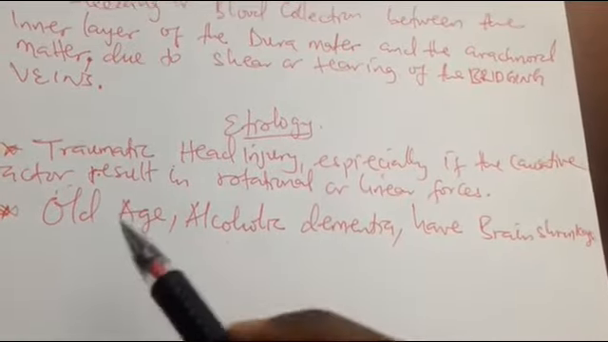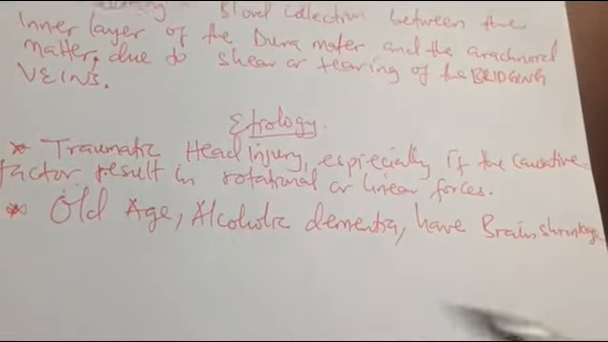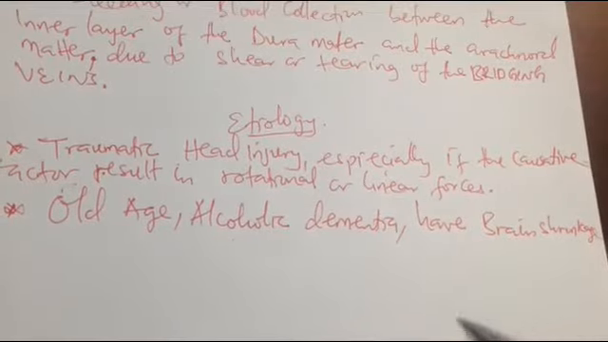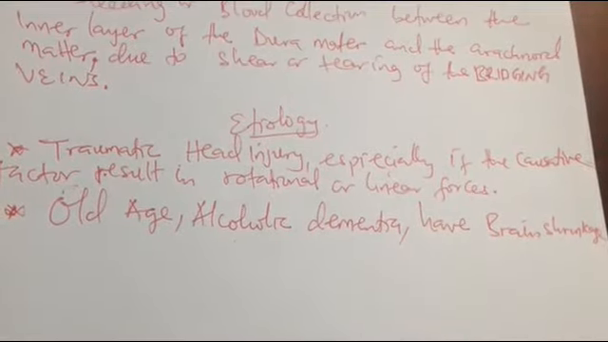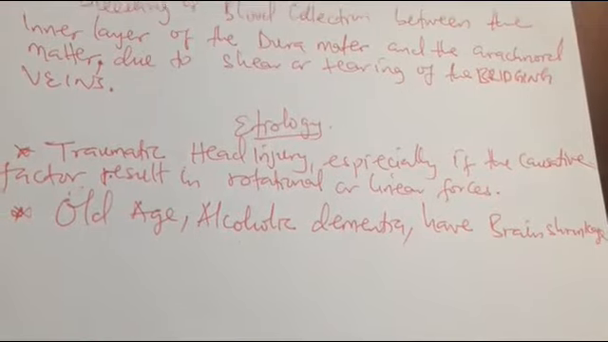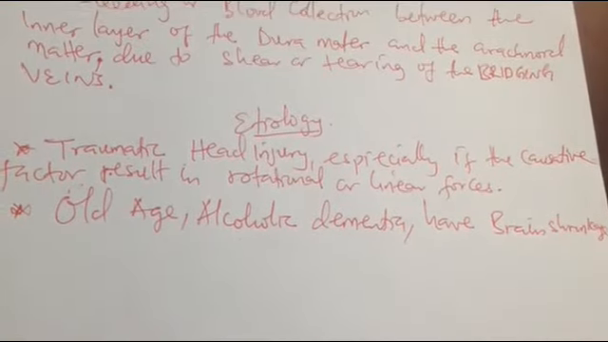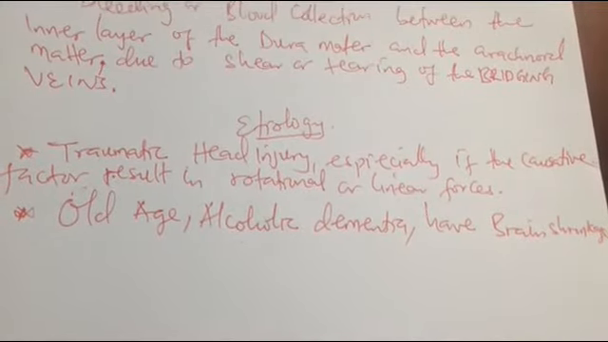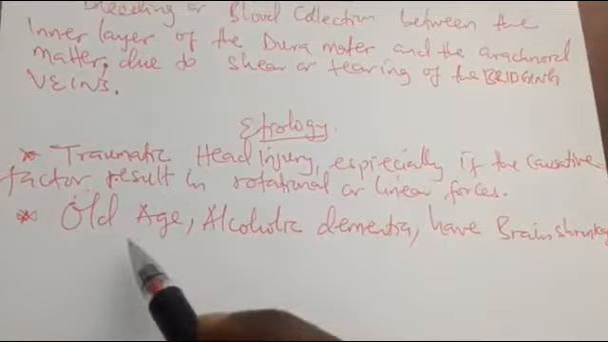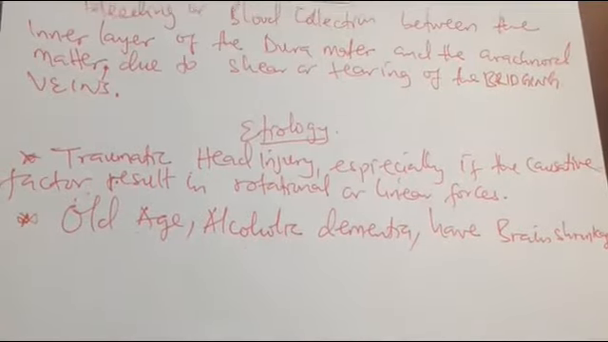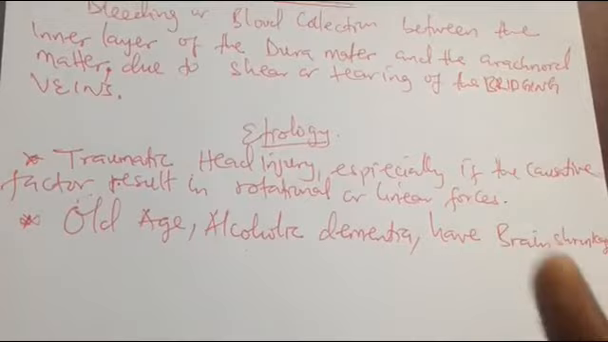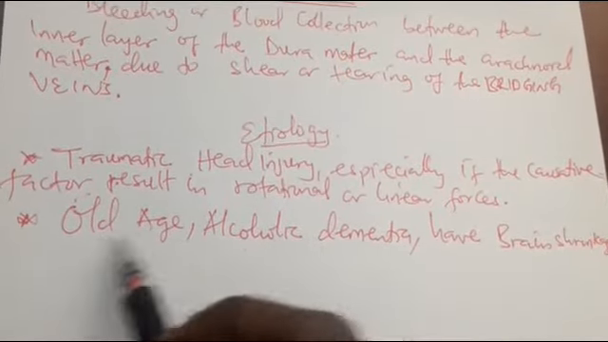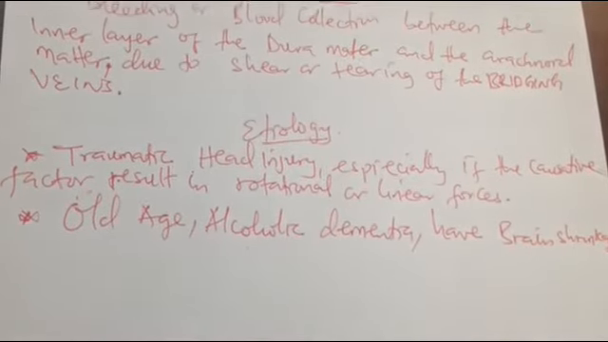Then, especially in old age people, apart from the brain shrinking, they have brittle vessels, brittle veins. If we say brittle, it means easily damaged or easy to tear. So in old age people, they have shrinkage of the brain plus brittle veins, so they are more likely to have tearing of the bridging veins.